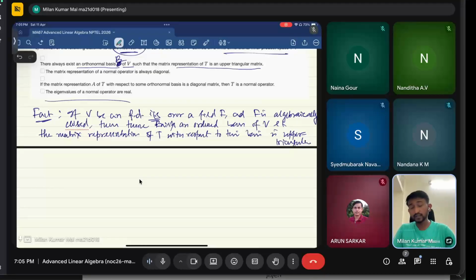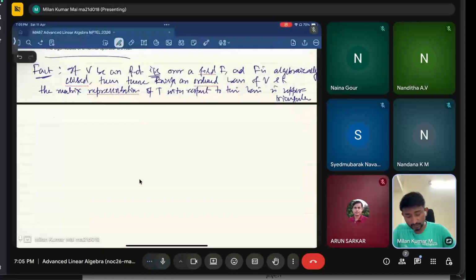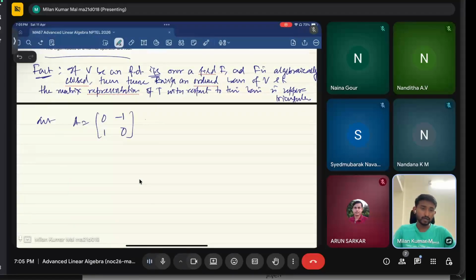So basically what I am saying is, if you don't have the complex field, then there is no guarantee that there will exist an upper triangular matrix representation. For example, you can consider this matrix: let A equal 0, -1, 1, 0. Then this is not upper triangular. Let me show you why this is not.